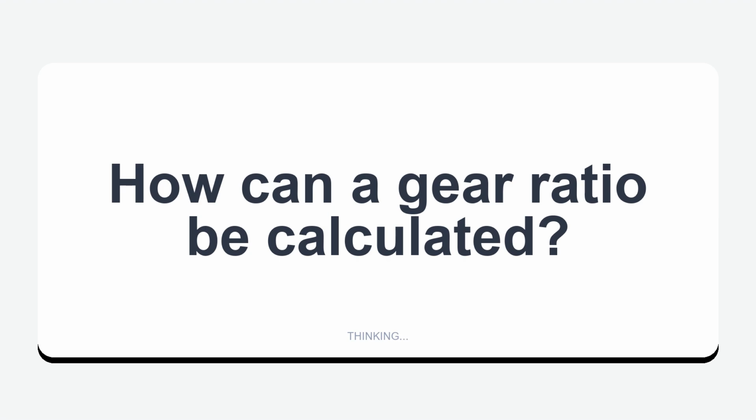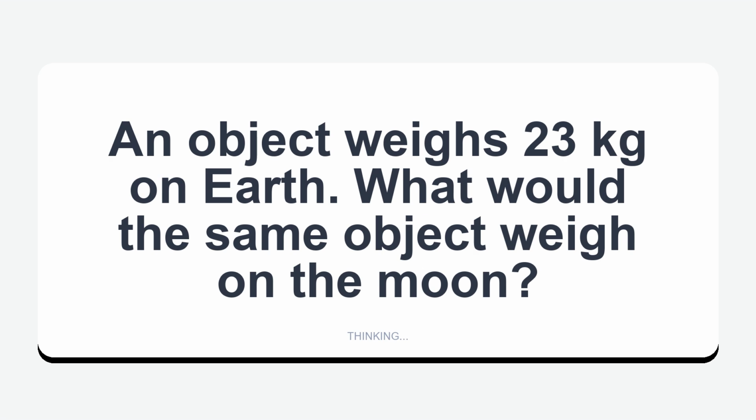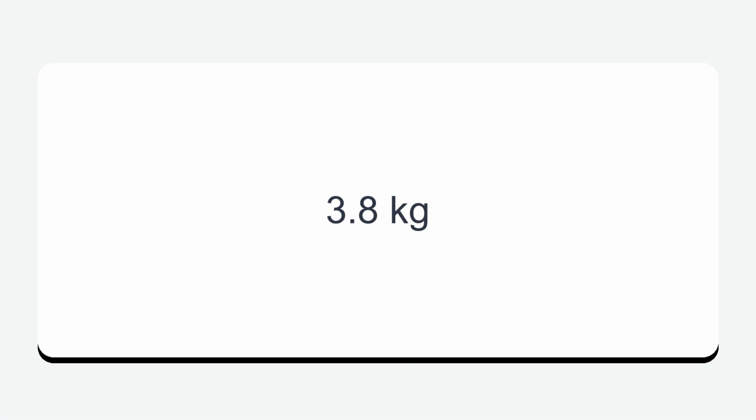How can a gear ratio be calculated? By comparing the number of teeth between the first and second gears. An object weighs 23 kilograms on Earth. What would the same object weigh on the Moon? 3.8 kilograms.